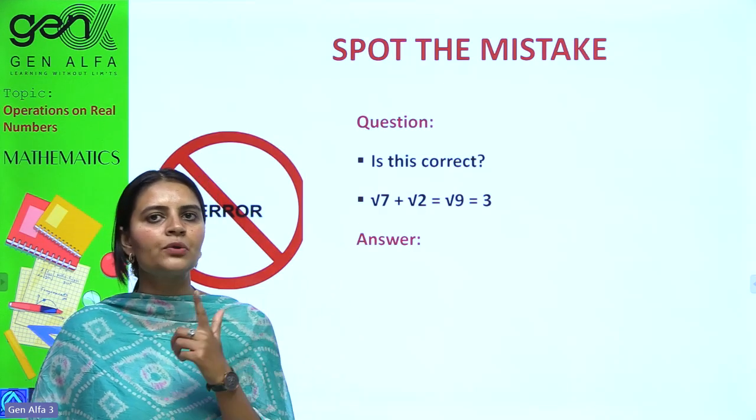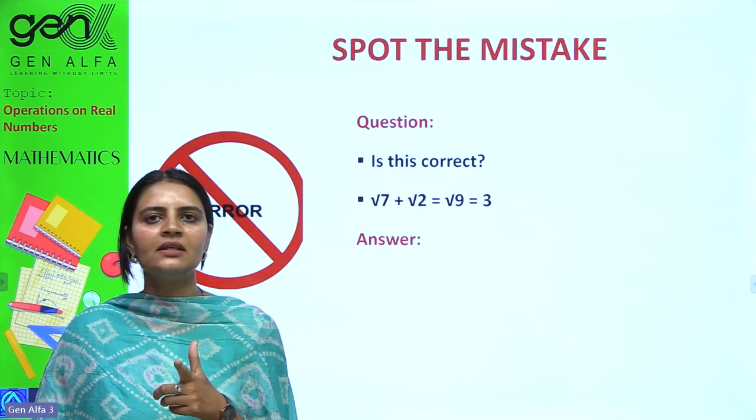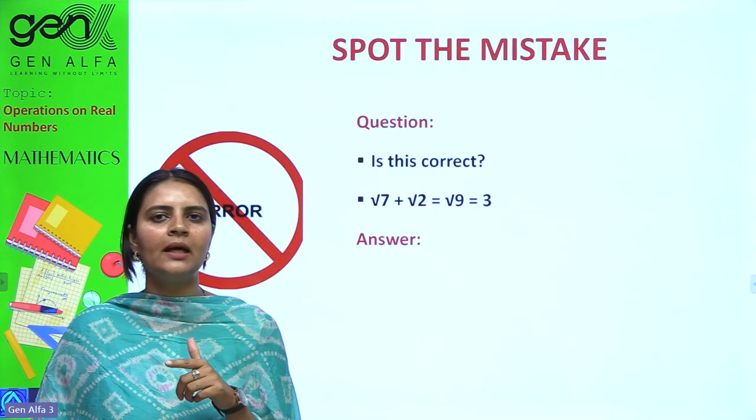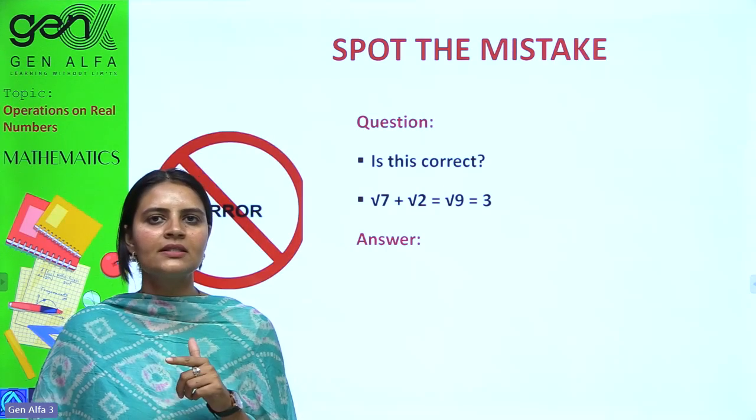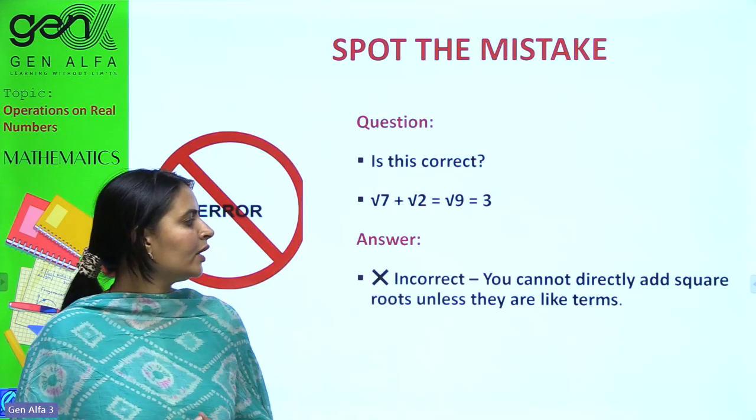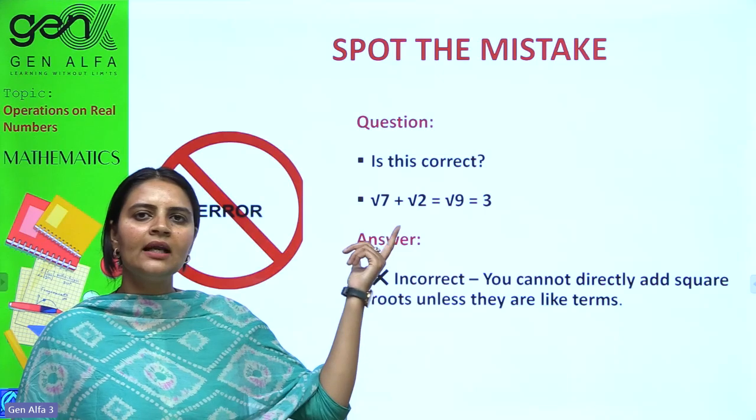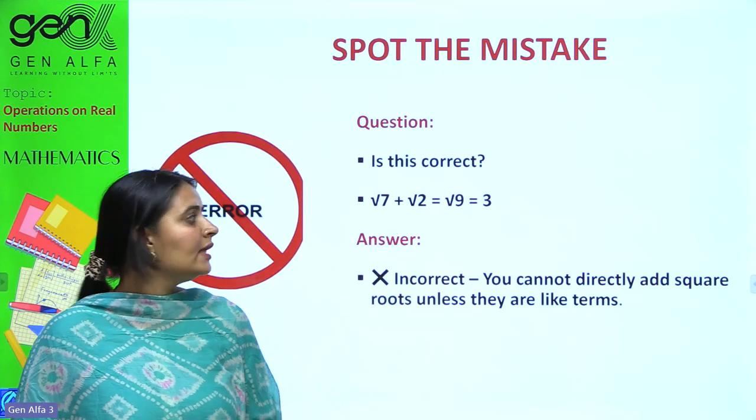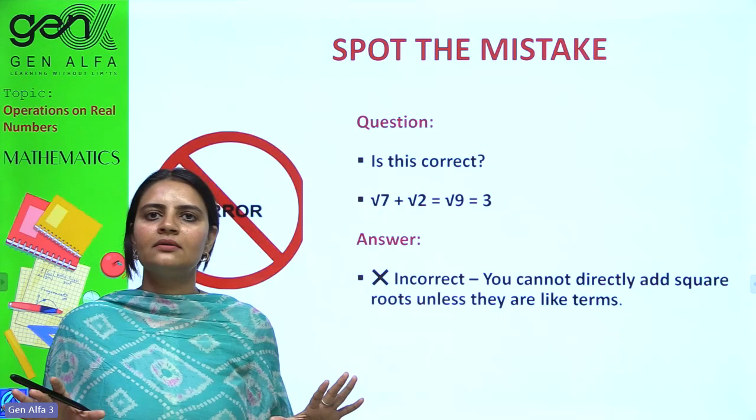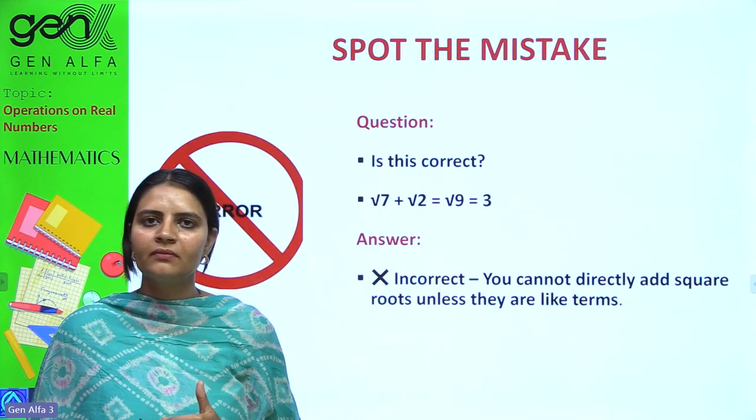I have just made you write the statement or the result. But while adding two irrational numbers, different quantities cannot give you the result directly. Incorrect, you cannot directly add square roots unless they are like terms. These are unlike terms, you cannot add them. Under root 7 plus under root 2 is already the simplified version. It cannot be simplified further. Yes?